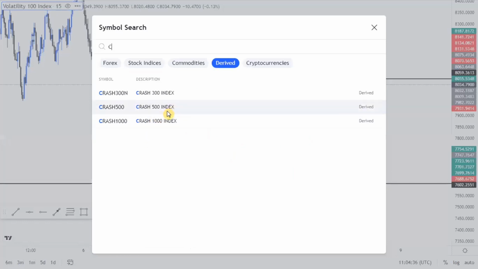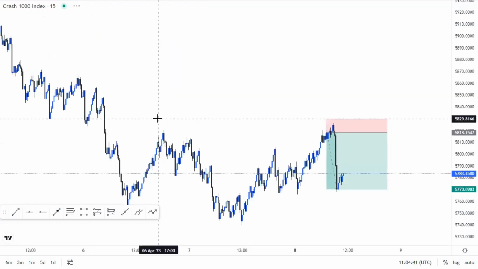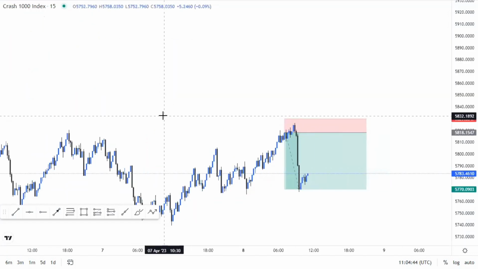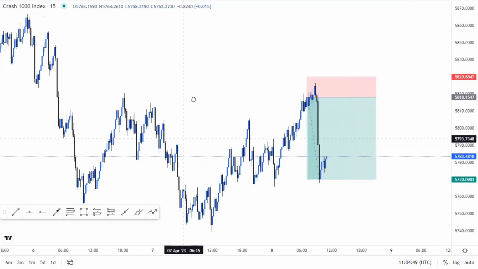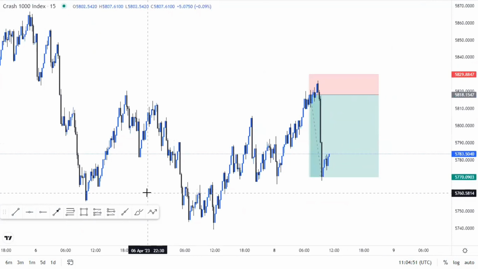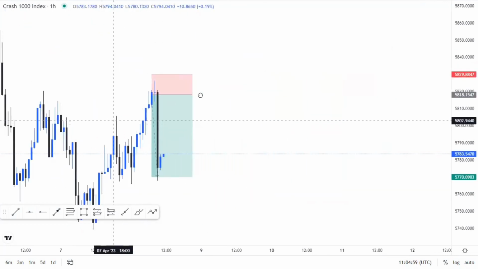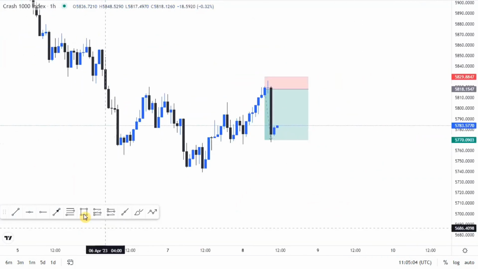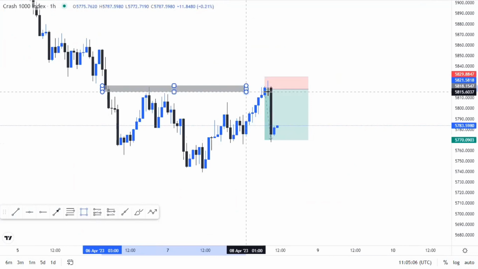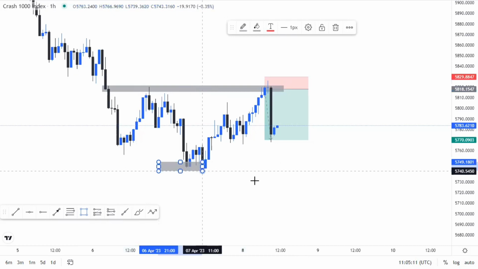So let's look at another example. Let's look at Crash 1000, for example. I remember giving my people a signal like that. So here, this is already a range. We can actually determine the range here. This thing which I'm teaching you, you can apply it in any given market at all. So here we have what? Our low, our high, and our low.